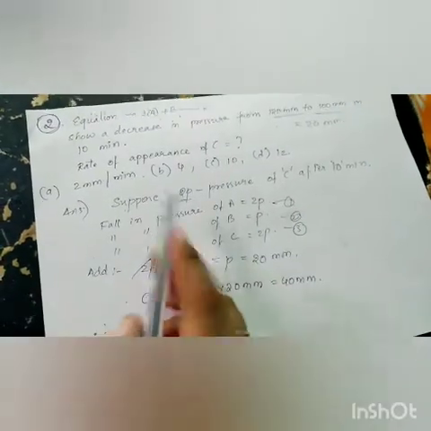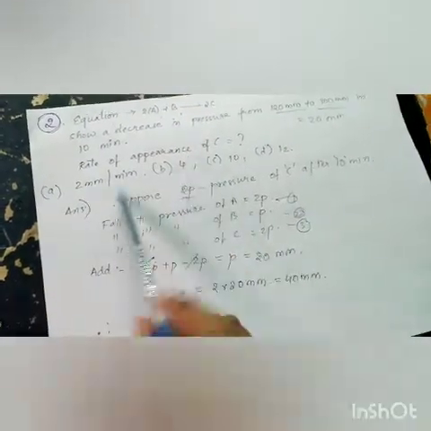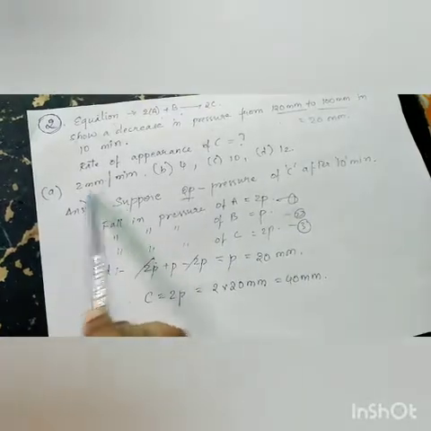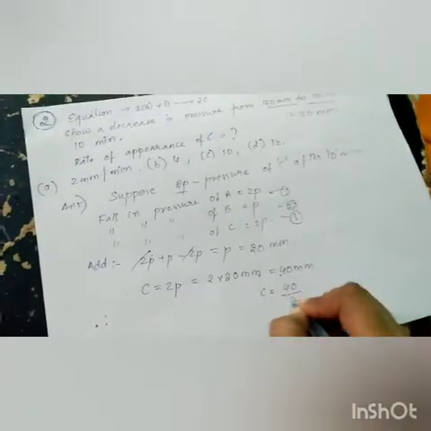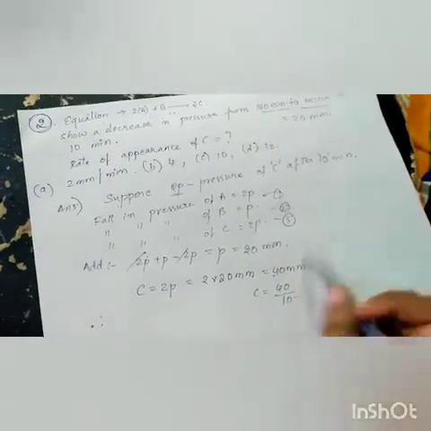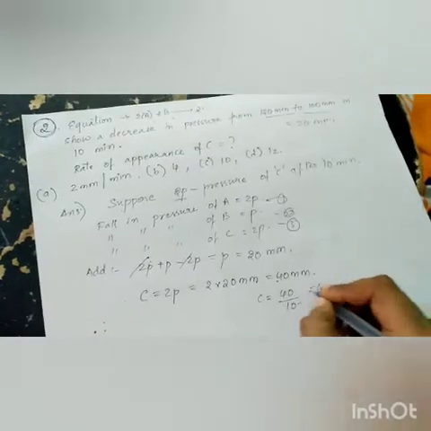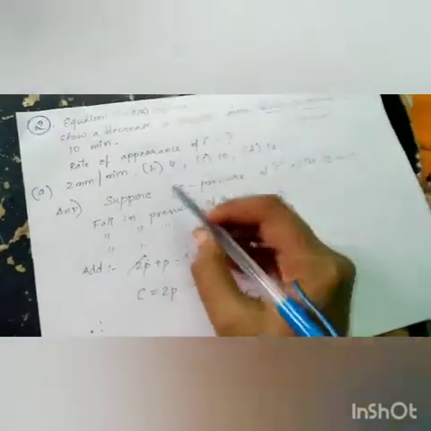And they have asked the rate of appearance of C. Rate of appearance of C is, so they have given millimeter per minute. So what is the answer? C is equal to 40 by 10, because 10 is the minutes given here. So you get 4 as the answer. So B.